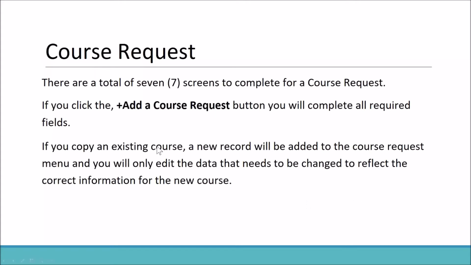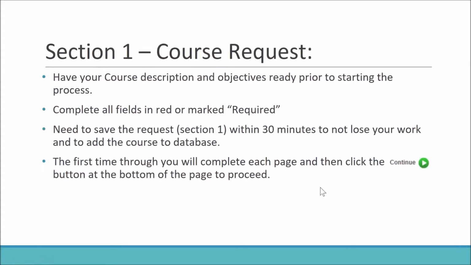You can copy an existing course request, like I said, but just make sure that it's the same type. And when you copy, really all you have to do is edit small things like maybe dates, anything that would be different. All right. So to add a new one, you're going to look for that add a course request button. And the first section is kind of that main meat. It's where you're going to put in your course description and you're going to put in your objectives. And I always like to have those things thought of beforehand when I'm filling in my course request.